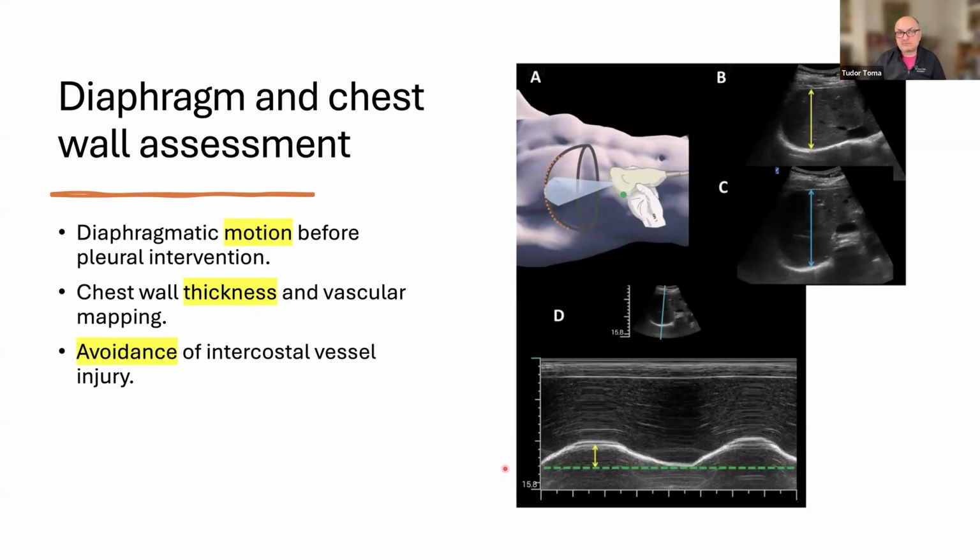You just need to think of it and use it basically in your practice. The other thing which we do when we do pleural procedures is to assess the chest wall thickening and also the vascularization of the chest wall.